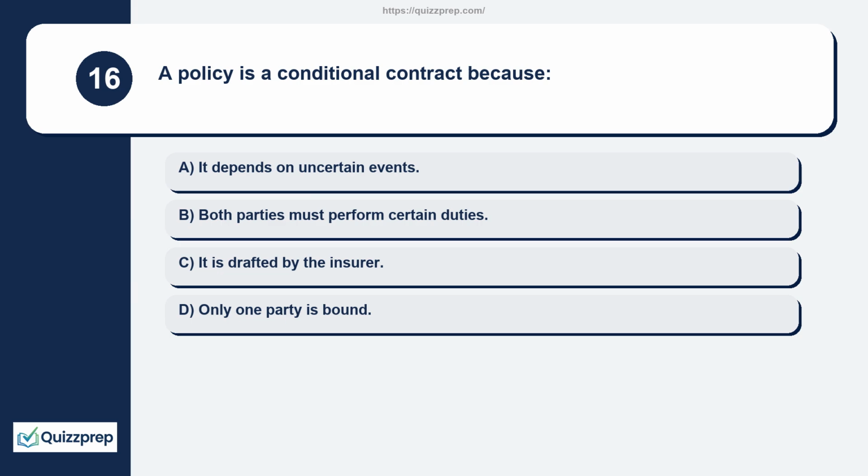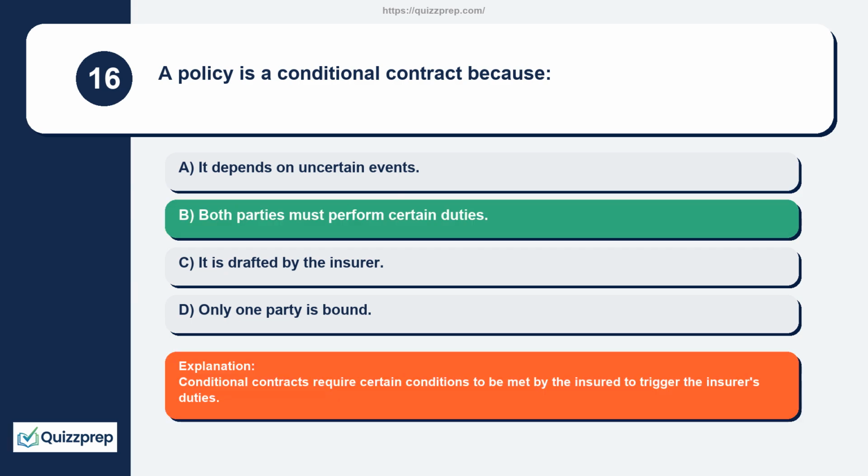Question 16. A policy is a conditional contract because it depends on uncertain events. Both parties must perform certain duties. It is drafted by the insurer. Only one party is bound. Conditional contracts require certain conditions to be met by the insured to trigger the insurer's duties.